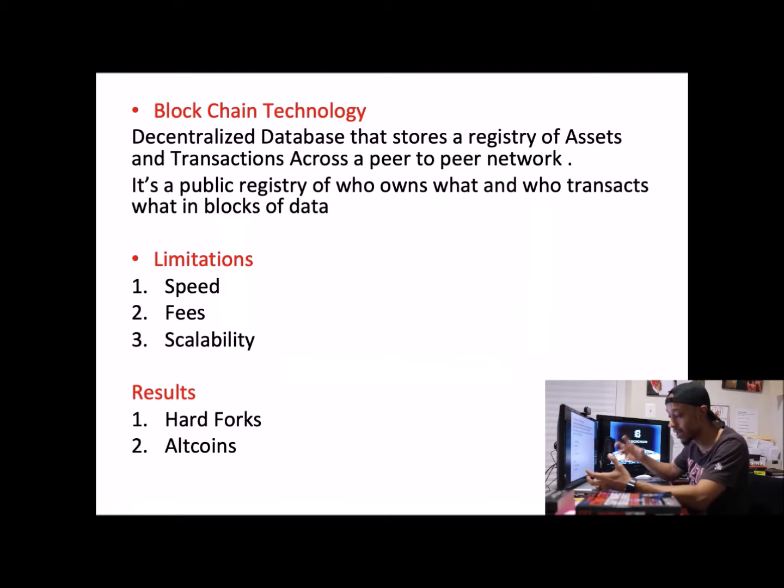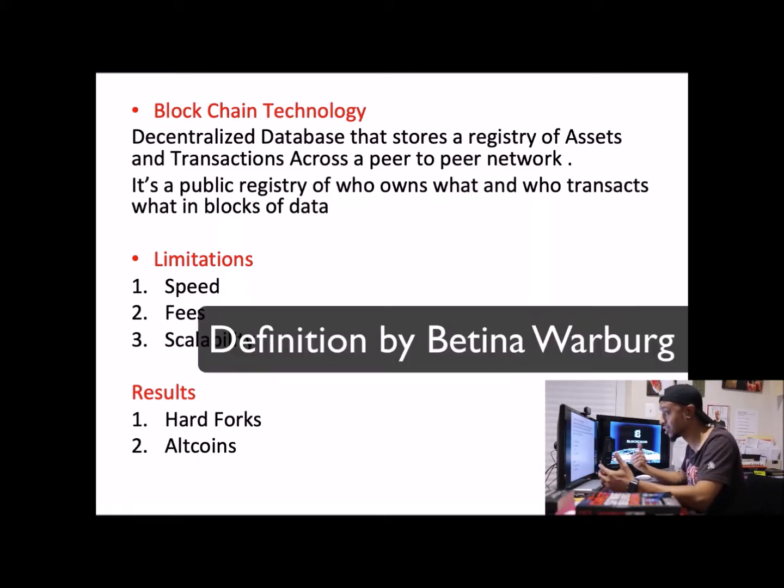And so I would say arguably one of the major components of the Bitcoin network is blockchain technology. Blockchain, by definition, is a decentralized database that stores a registry of assets and transactions across a peer-to-peer network. It's a public registry of who owns what and who transacts what in blocks and blocks of data.